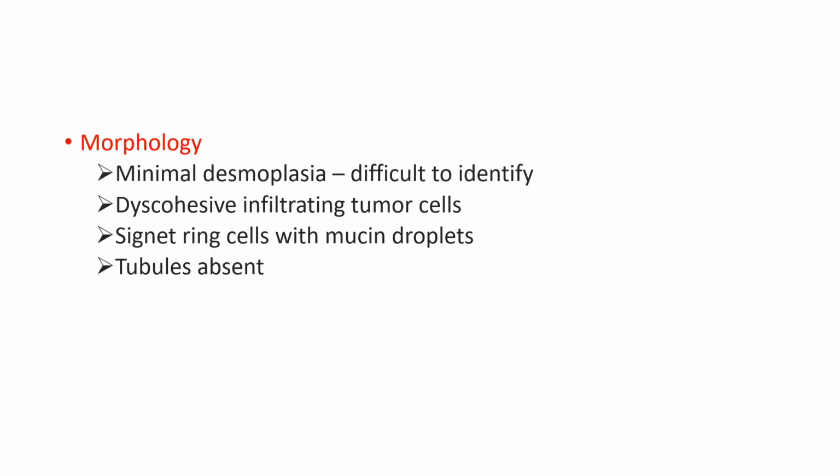Now coming to the morphology, there will be minimal desmoplasia, which makes it difficult to identify them using imaging and physical examination techniques. Now there will be discohesive infiltrating tumor cells. Now tell me the reason why it is discohesive. Yes, you are right. It is due to mutation of the E-cadherin gene. We can see signet ring cells with mucin droplets in them, and the tubules are absent.